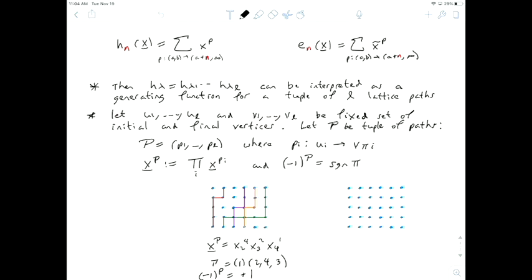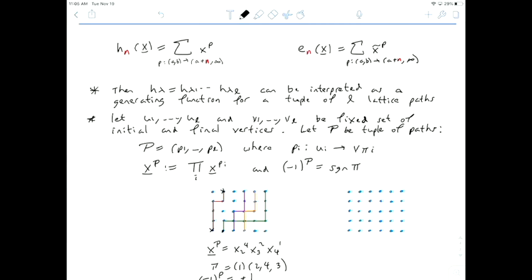So I have some starting points, u1 up to uL, and some endpoints, v1 up to vL. These are fixed starting points and endpoints. And I'm going to consider a tuple P of L paths, little p1 up to pL, where pi goes from ui to some v. They start at different starting points and finish at different endpoints, so I can encode the endpoints by a permutation. So this goes from here to here, from here to here, and so on. Okay? Yes.